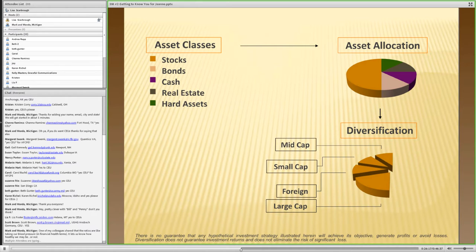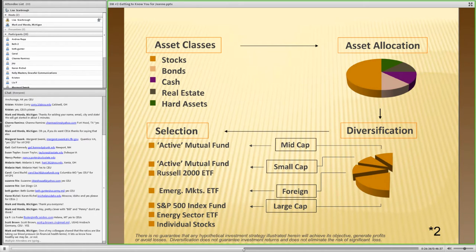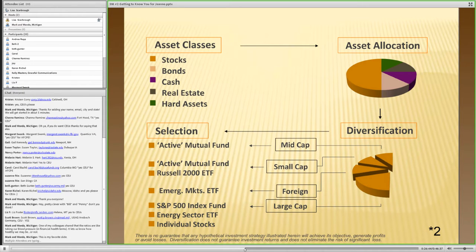The diversification process is me looking at that and saying, well, I want to have some large cap, but I'd also like to mix that up with some mid cap and some small cap and some foreign stock also. So I've gone from asset allocation to diversification. And then the next step in this is the security selection. So in this example, for mid caps, I might have an actively managed mutual fund with a mutual fund company with a good track record. In small cap, I may have another actively managed mutual fund and just buy an index. With foreign, if I'm going to be in foreign, in this example, I want to be in emerging markets.